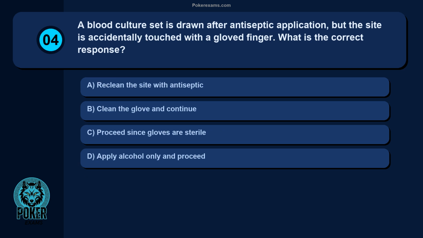Question 4. A blood culture set is drawn after antiseptic application, but the site is accidentally touched with a gloved finger. What is the correct response? Reclean the site with antiseptic. Clean the glove and continue. Proceed since gloves are sterile. Apply alcohol only and proceed.